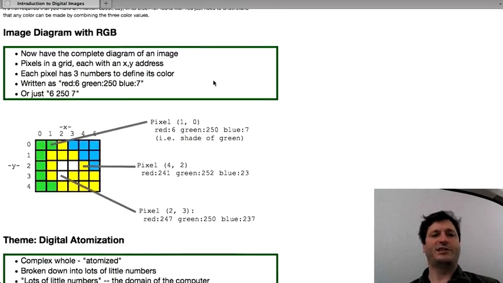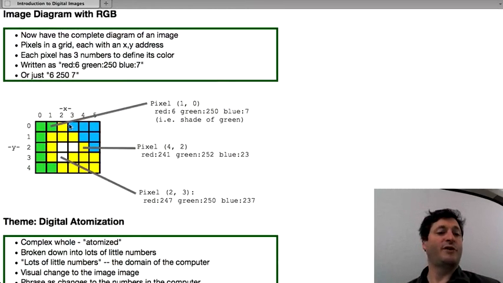So I can sort of refine my diagram here. Here's my grid of pixels. It's making up the image, and we've got the XY like we had before. Now, essentially, each one of these pixels has its own 3 numbers. So maybe this one is 6, 250, 7. So 6 is very low red, 250 very high green, blue 7 is low. So basically green, right? The green number is very high. And this pixel might be 241, 252, 23. So red and green are very high, blue is very low. It's basically some shade of yellow.